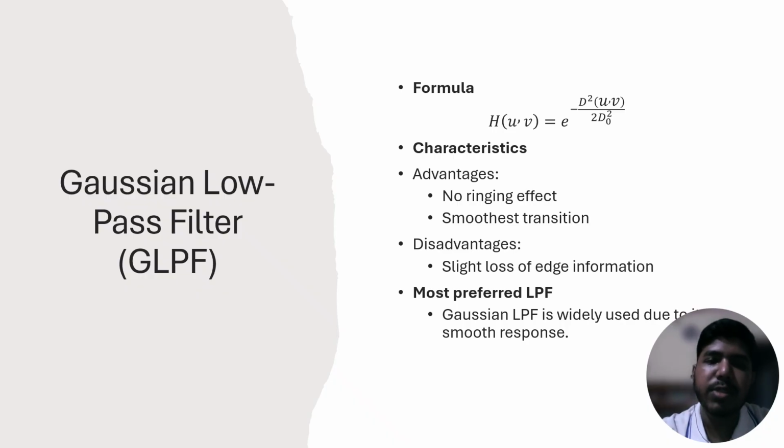The Gaussian low-pass filter uses a Gaussian curve. It provides the smoothest transition among the low-pass filters. It removes noise effectively and produces very little ringing. Because of these advantages, it is one of the most popular smoothing filters.